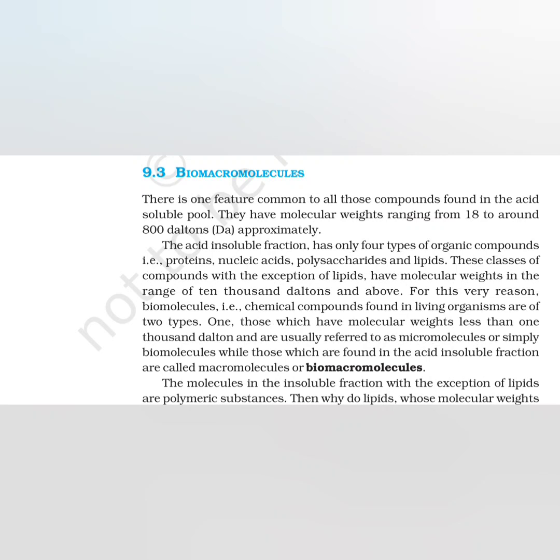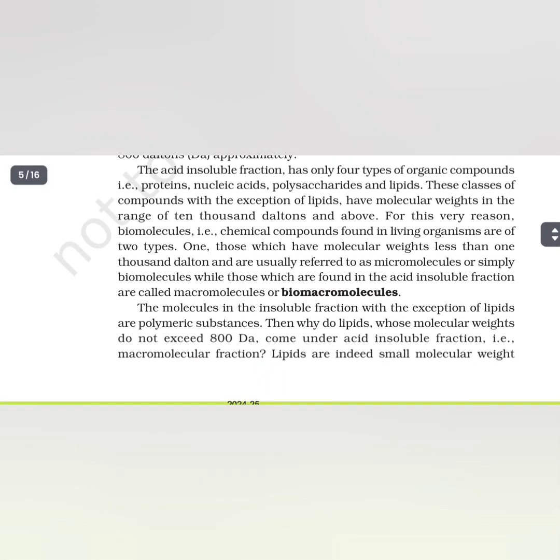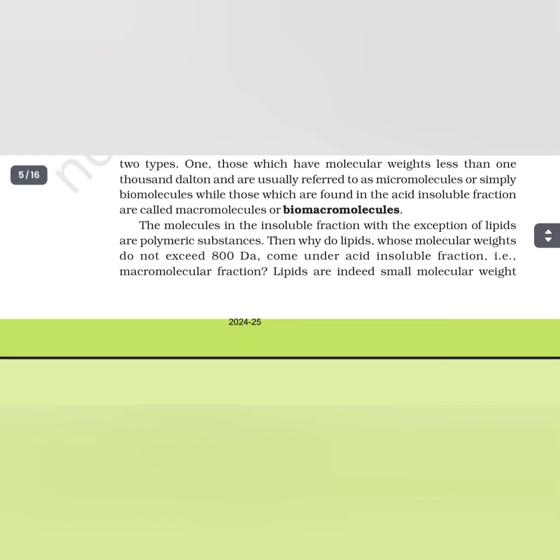For this very reason, biomolecules, that is chemical compounds found in living organisms, are of two types. One, those which have molecular weight less than 1000 dalton and are usually referred to as micromolecules or simply biomolecules, while those which are found in the acid insoluble fraction are called macromolecules or biomacromolecules. The molecules in the insoluble fraction, with the exception of lipids, are polymeric substances.